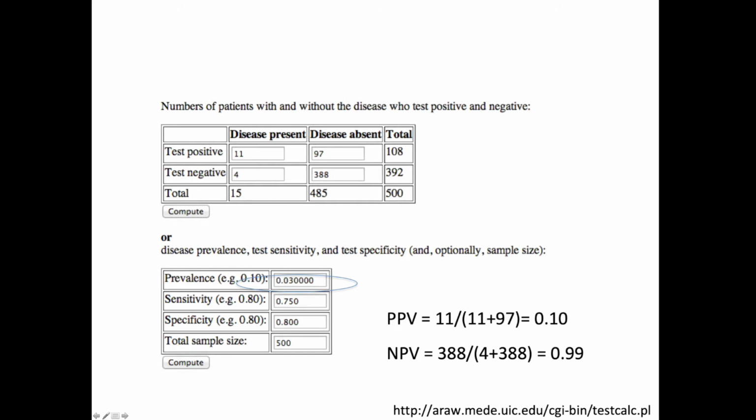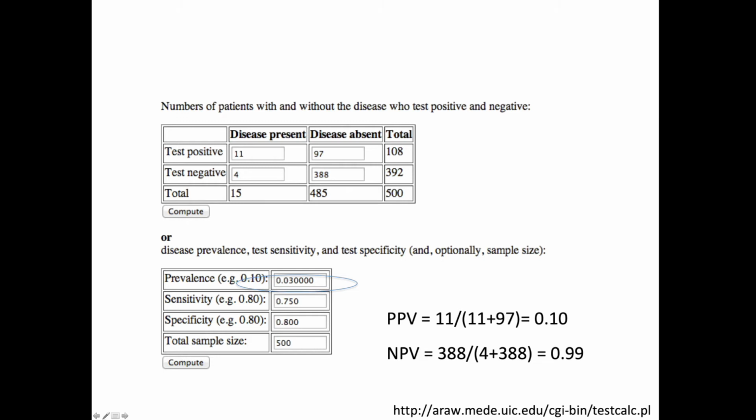Now, same test parameters, so sensitivity and specificity are the same as in the prior example, and the only thing we've changed is the prevalence of the disease in the sample. It's now 3% in the sample.